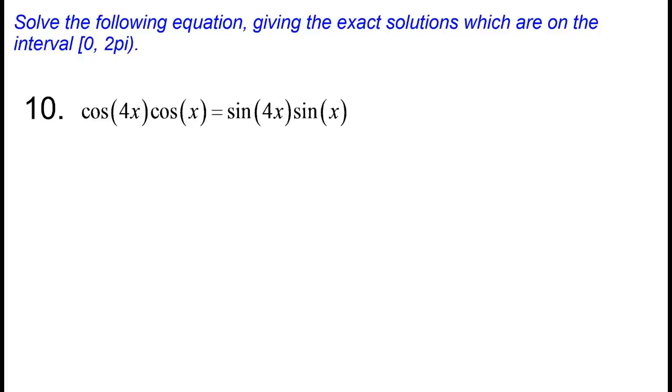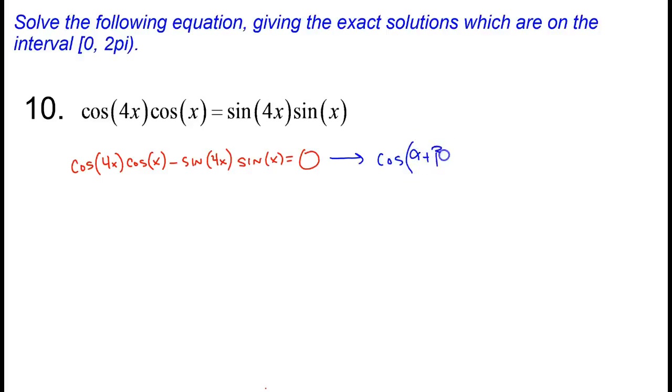So I'm going to follow a similar strategy to what I've done in a lot of these other problems where we're solving equations, and I'm going to try and get a 0 on one side. I'll do that by subtracting the right-hand side from both sides of the equation. That'll give me cosine 4x times cosine of x minus sine of 4x times sine of x equals 0. And I'm not sure how many of you would see this without some input from me or the textbook, but this looks a whole lot like the formula for cosine of alpha plus beta.